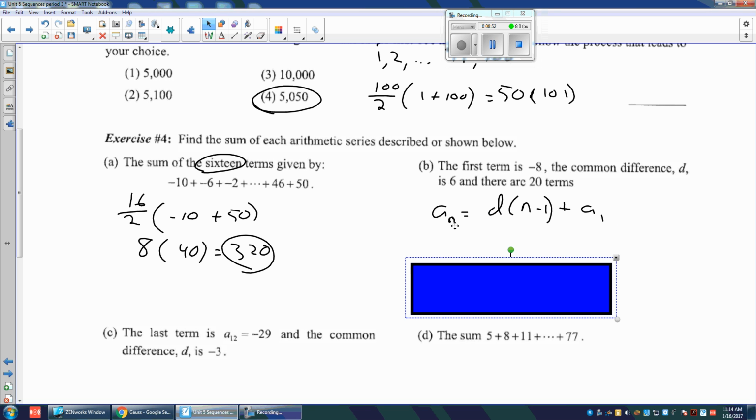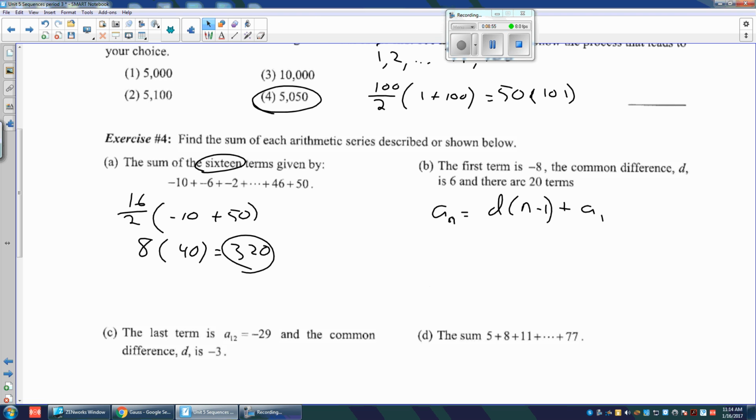We can use this formula that we did a couple days ago. So that is my number, the number that I'm looking for, the nth number. So a sub 20, the common difference is 6, and then 20 minus 1 plus the very first number. Crunch that, and we get the 20th number in this is 106.